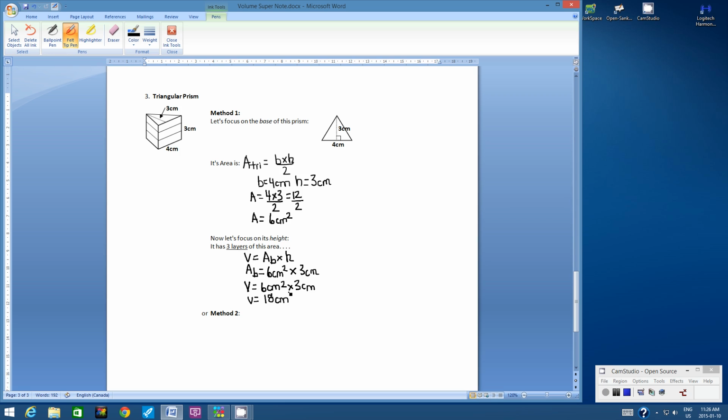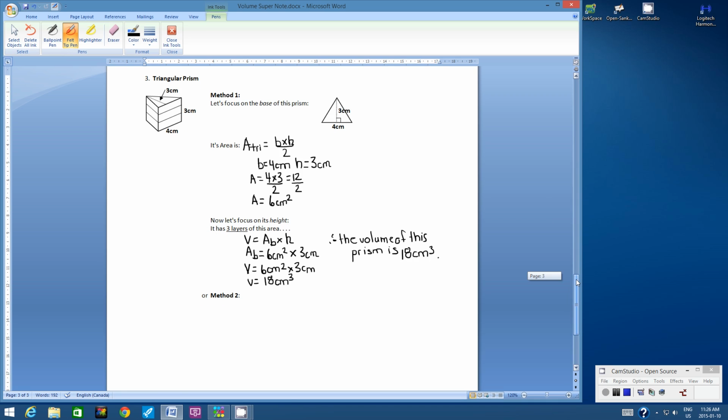And then remember, our units are centimeters and it has to be cubed because it's a volume question. So we write our conclusion statement. Therefore, the volume of this prism is 18 centimeters cubed. Okay, so method 1 should be very familiar to you now. So now let's go on to method 2. Let's go straight to calculating the volume without calculating the area.